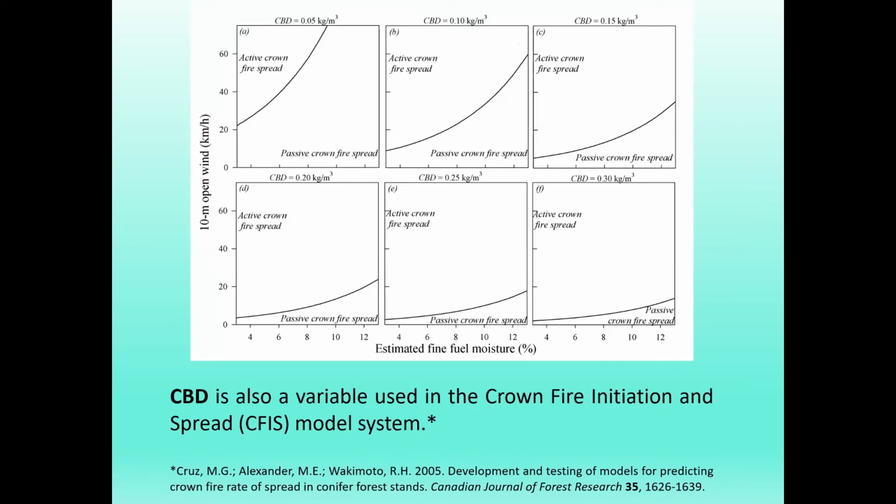The CFIS model system for determining crown fire rate of spread is also based on the canopy bulk density, in addition to the 10-meter open wind speed and the estimated fine fuel moisture content, which is largely determined by the temperature and relative humidity of the air.